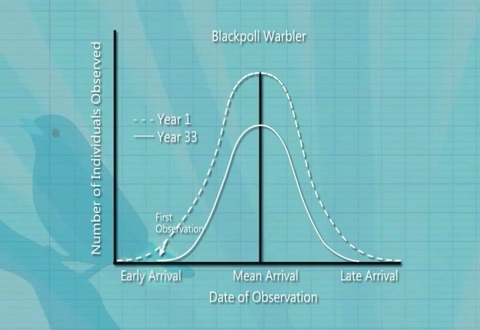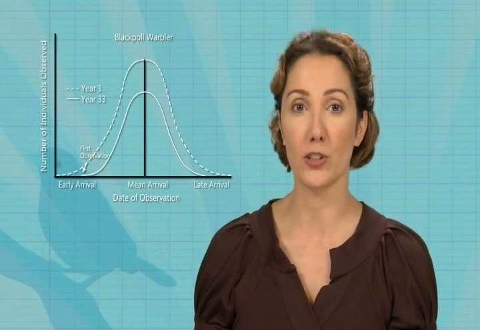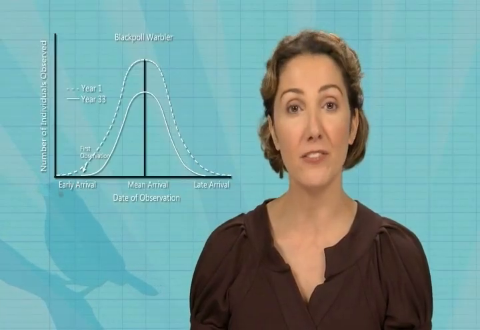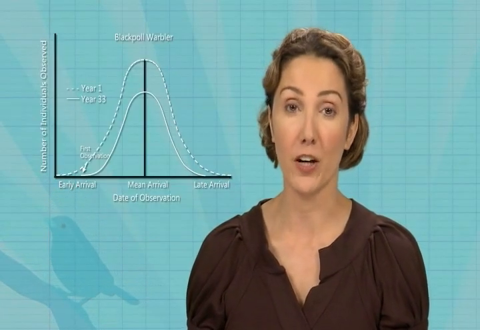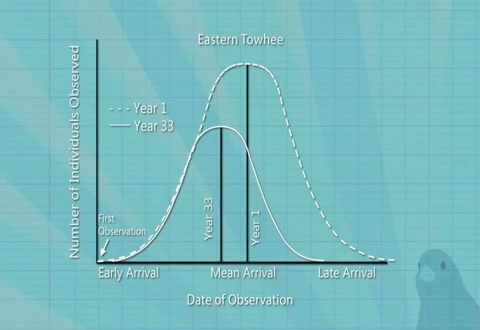That's a function of the population shrinking. Smaller populations are harder for researchers to keep tabs on because the individuals are comparatively few and far between. With a smaller population size, it becomes increasingly difficult to see that first bird, so that's why we see it later. Here are the curves for another species, the eastern towhee.